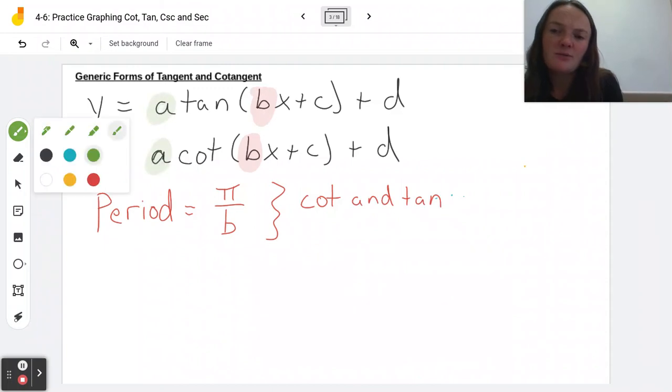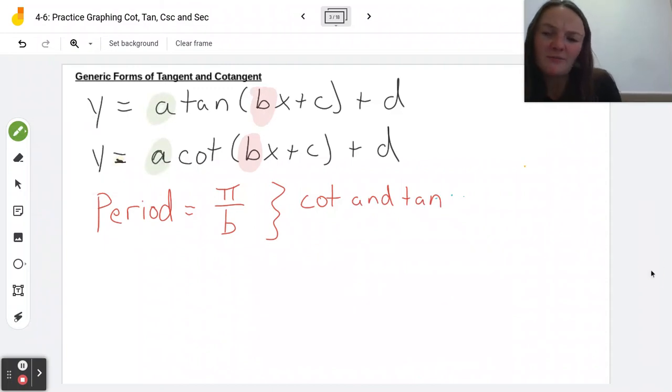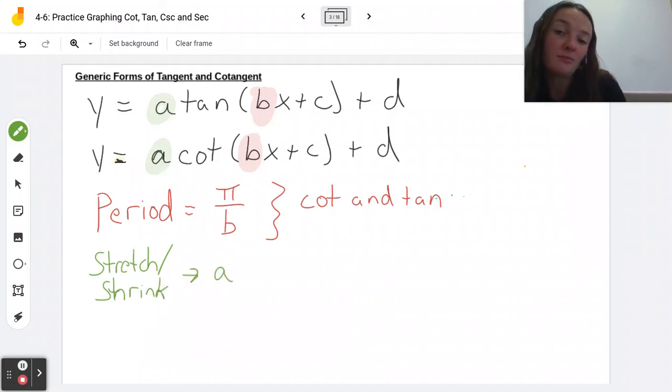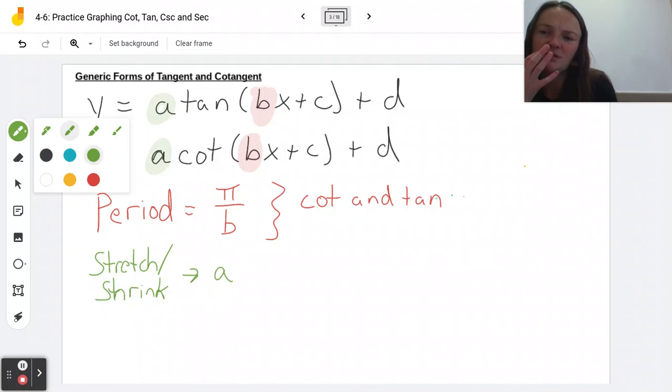A is still going to represent kind of an amplitude. I wouldn't really call it that. I'd maybe call it more like a stretch or a shrink. We can call it a stretch slash a shrink value. That's A, right? Or compression value. It's kind of like amplitude, but not quite.